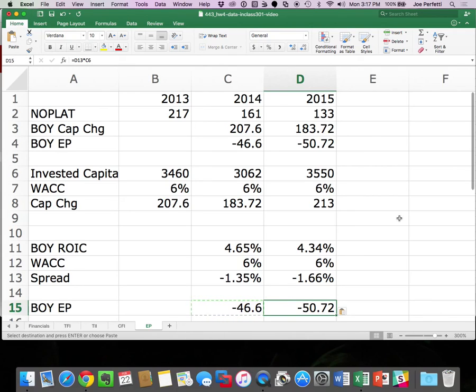Yes? So I just took the spread times the previous year's invested capital. And that's what I mean. If I did the current year's invested capital, I could do it current spread divided by current year's invested capital. That would not be the beginning of year method. That would be called the end of year method, EOY. Okay. Later in the semester, we will do both methods.